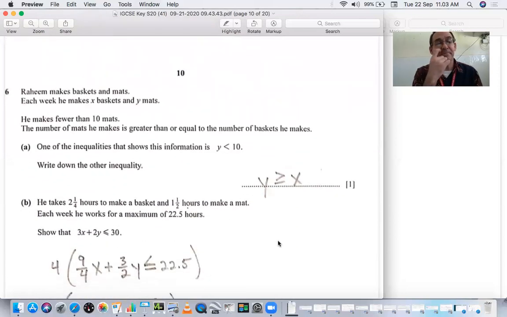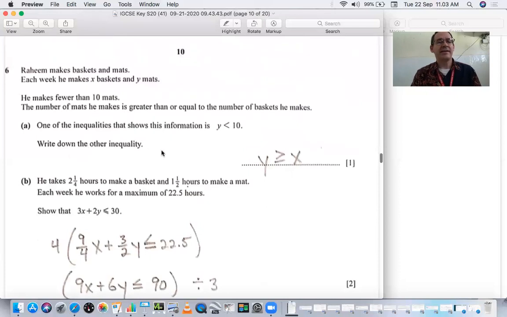Number 6, we are to write down the other inequality. It says Rahim makes baskets and mats. Each week he makes X baskets and Y mats. So here are the restrictions. He makes fewer than 10 mats. So that's the equation they gave. Y being mats is less than 10. That's the fewer than. And the number of mats he makes is greater than or equal to the number of baskets he makes. So here's the number of mats, Y, greater than or equal to the number of baskets, which is X.